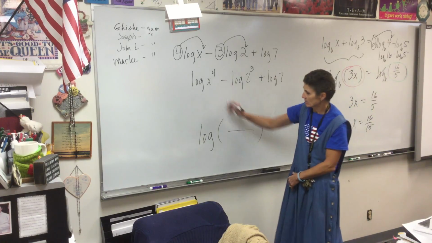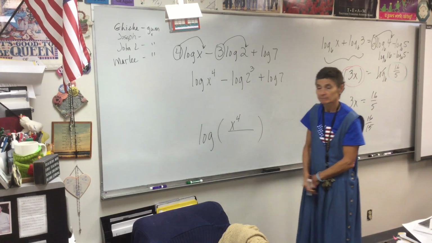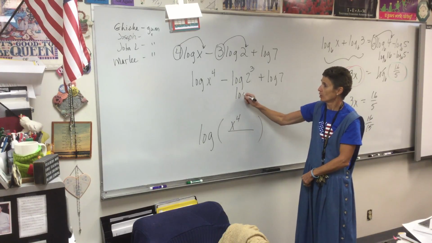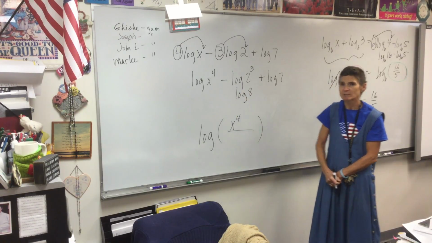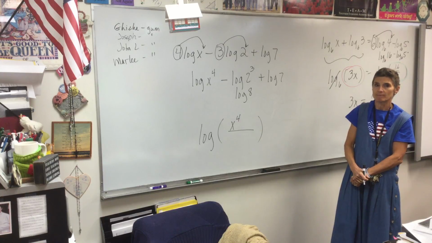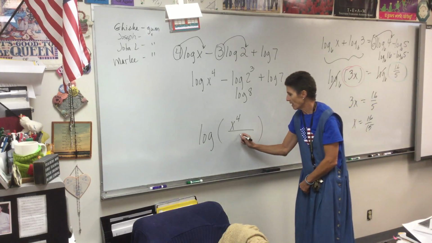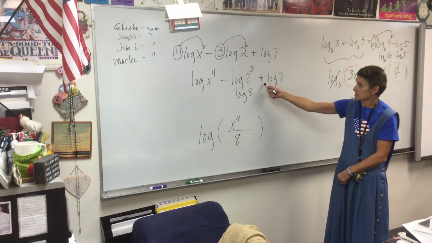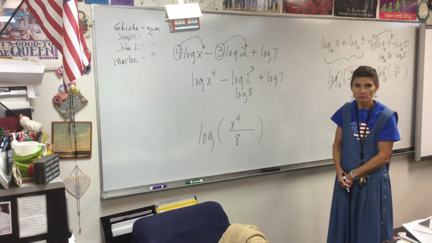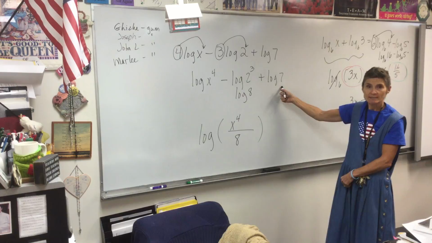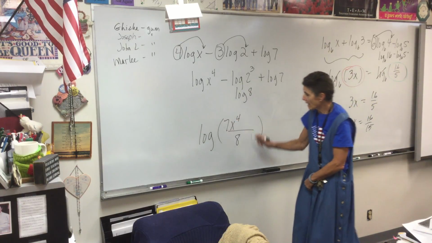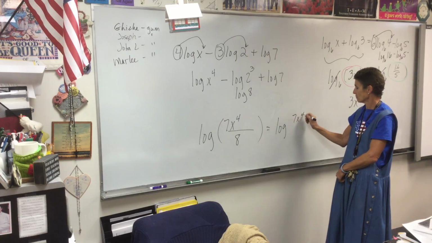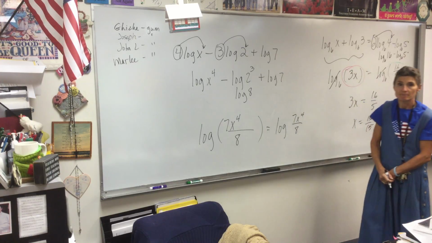So I have my x to the 4th. Now it's minus the log of 8. So that means I'm going to divide by 8. And it's plus, that means I'm going to multiply the log of 7. So I end up with the log of 7x to the 4th over 8.